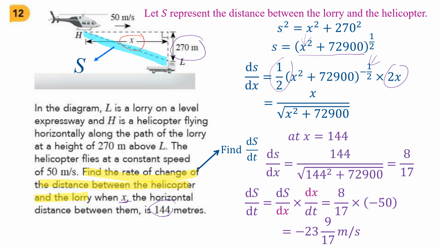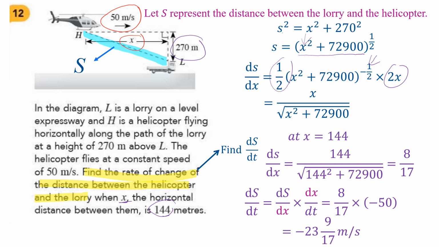Okay. Then the next thing is that, yes, we already agreed we need to find ds over dt, right? So ds over dt is equal to ds over dx times dx over dt. So ds over dx is 8 over 17. And what is dx over dt? The dx over dt is given here to be 15 meters per second.